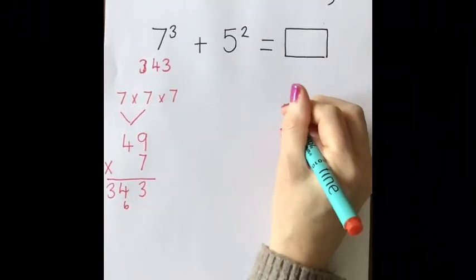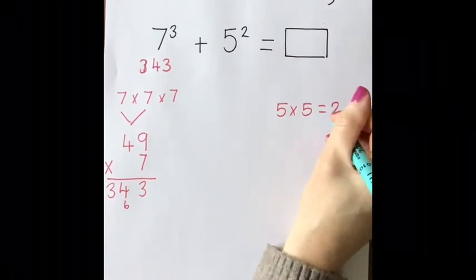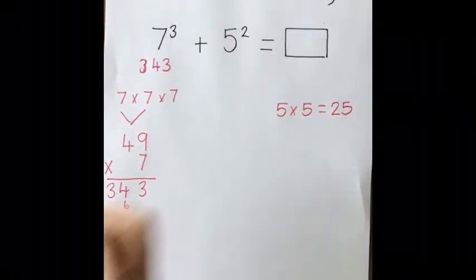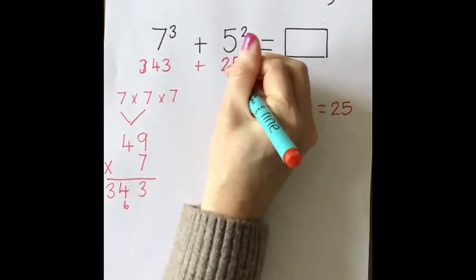Let's have a look at 5 squared then. So because it's a squared number, we times it by itself. 5 times 5 is 25. So this part of the sum becomes 25.